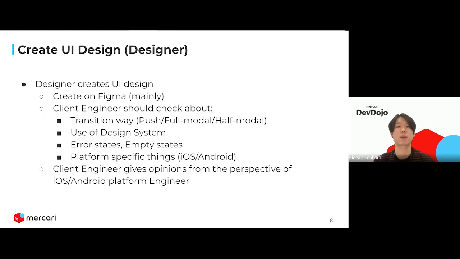In addition, engineers might check about the design system and if it follows the design system that we have. Or let's say it doesn't exist within the design system, and so a decision needs to be made about standardization if it needs to be added.